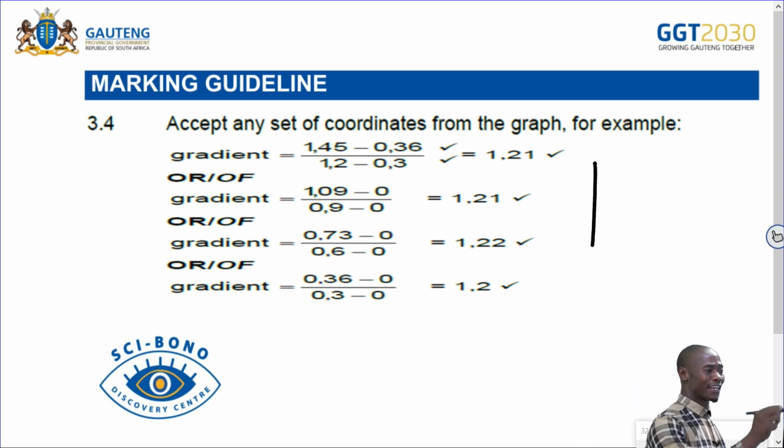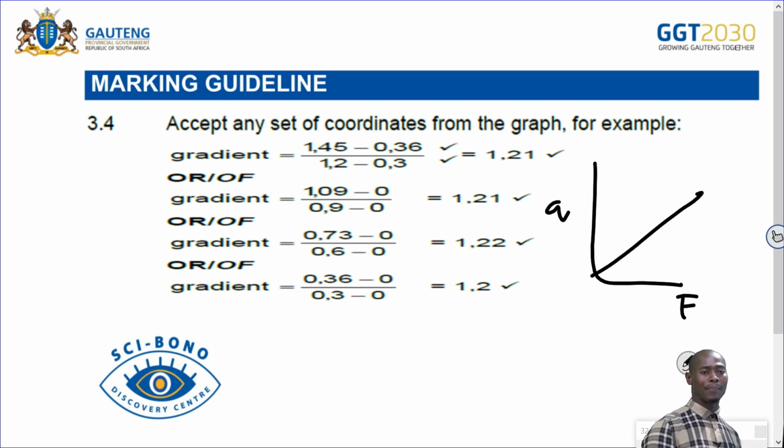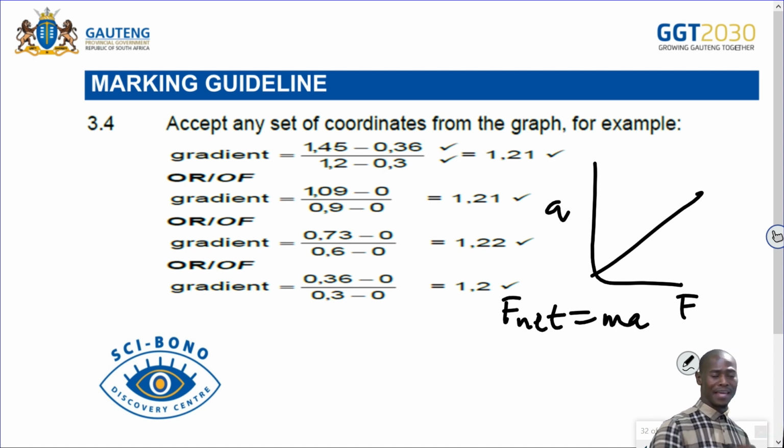Then you have the graph of acceleration versus net force. What does the gradient of this graph represent? Remember F net is equal to ma. We are verifying Newton's second law, right? And this is a straight line, so we know the equation of a straight line. In mathematics it's y equals mx plus c. But in this case, since my graph starts from the origin, c will be 0, so y equals mx.